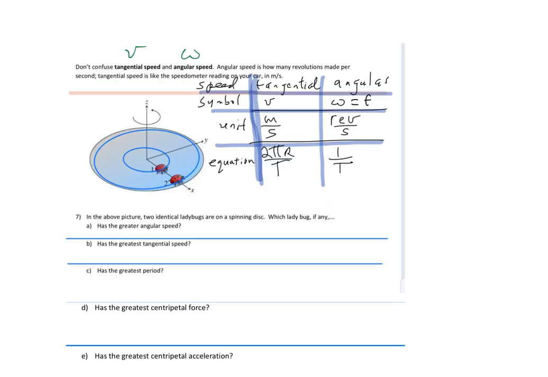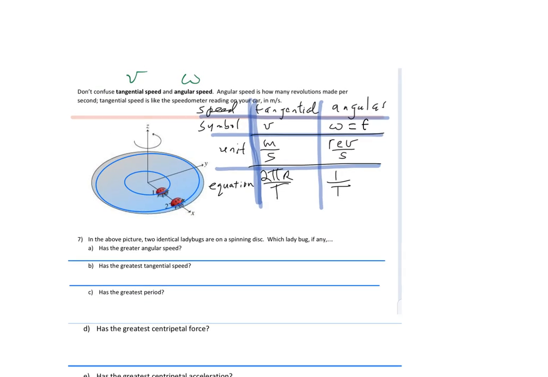Okay, here's some concept questions that are important. So we've been talking about speed, tangential speed versus angular speed. And we should have a handle on these by now. Now the equation for tangential speed v is 2 pi r over the period, and angular speed is 1 over the period. So if I ask you some questions, here's 2 ladybugs on a rotating disc. Radius 1 is right there. Radius 2 for ladybug 2 is right there.